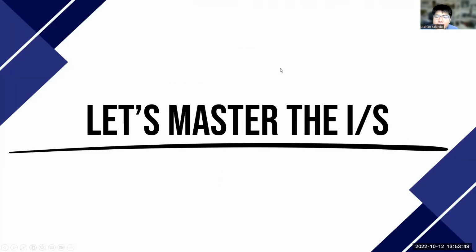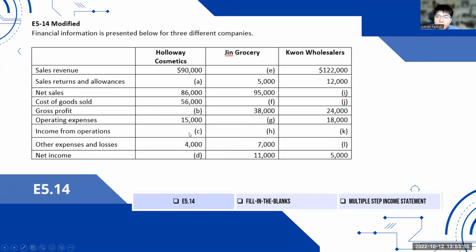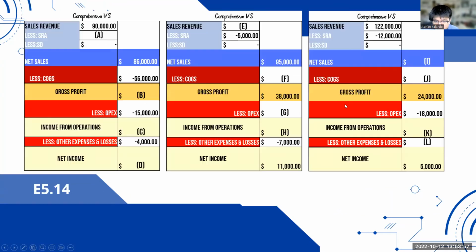And then finally, let's master the IS or the multiple step income statement, right? So again, meron na namang missing. But again, don't worry, you just create the table. Then from there, it's easy to find the missing. For A, it's the sales return allowance. So from 90, naging 86. And therefore, we can deduct na this is minus 4,000.